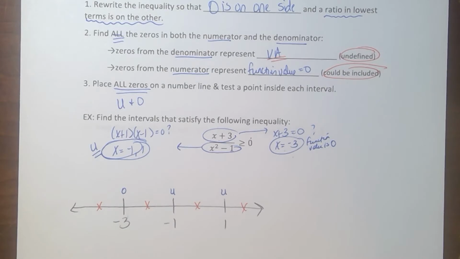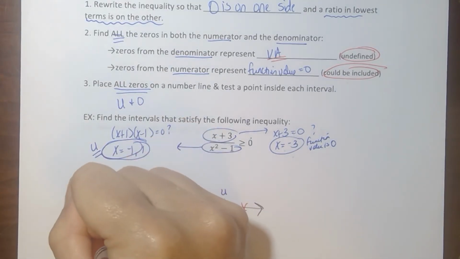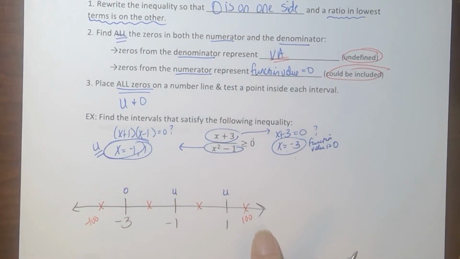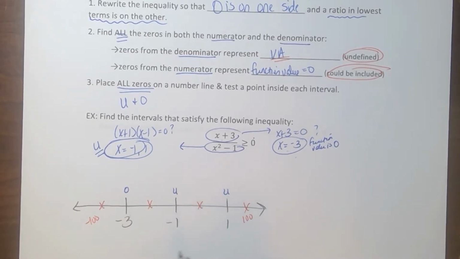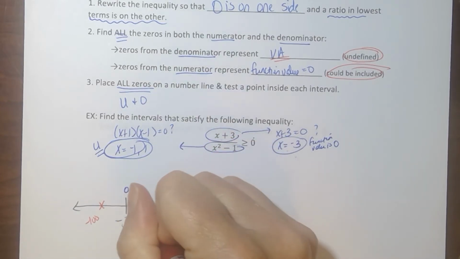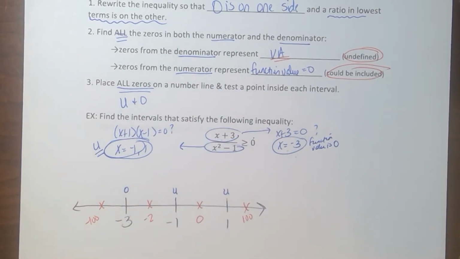For my ends, I always just go big. So I'm going to do negative 100 and positive 100. In end behavior, it's either going to be heading way up or heading way down, so I just pick something way out there so I don't have to worry about whether it's close or not. 0 is always easy, and 0 fits here. And what's between negative 1 and negative 3? The simplest will be the integer negative 2. So I'm going to check these values to see what would happen in that rational expression.